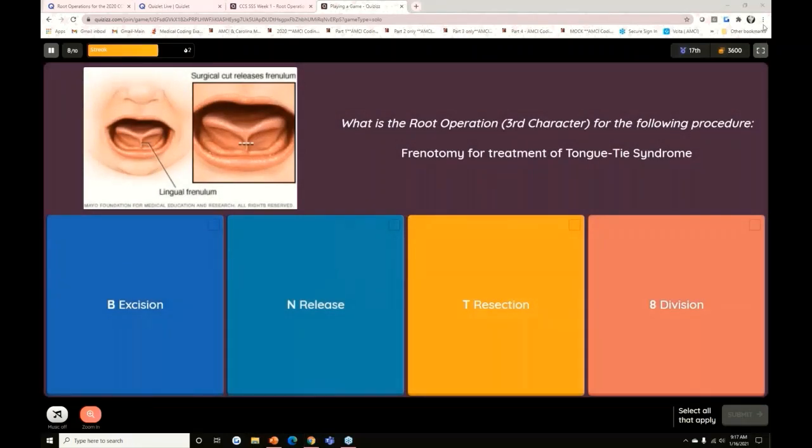All right, what is the root operation for the following procedure? Phrenotomy for treatment of tongue-tie syndrome. B, excision, N, release, T, resection, or 8, division.